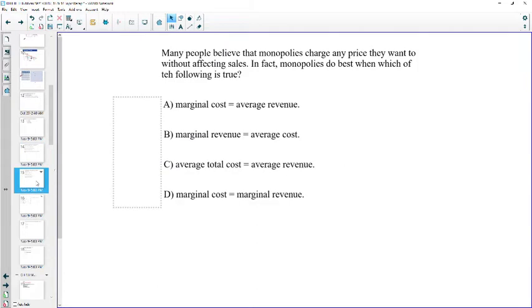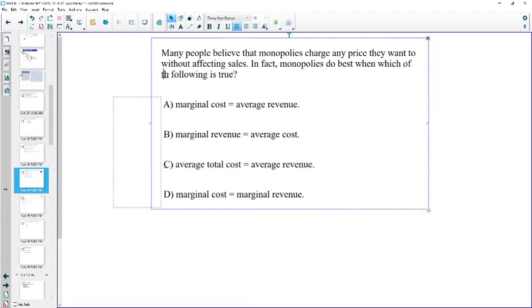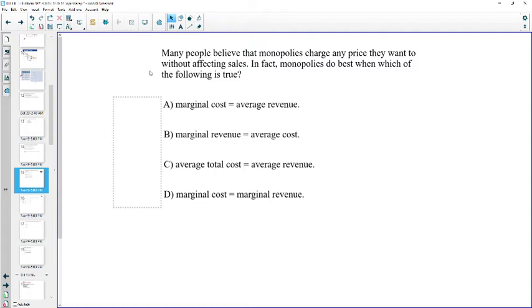Many people believe that monopolies charge any price they want to without affecting sales. Monopolies do best when which of the following is true? What is going to be optimal performance for a monopoly? Where marginal cost and marginal revenue meet.